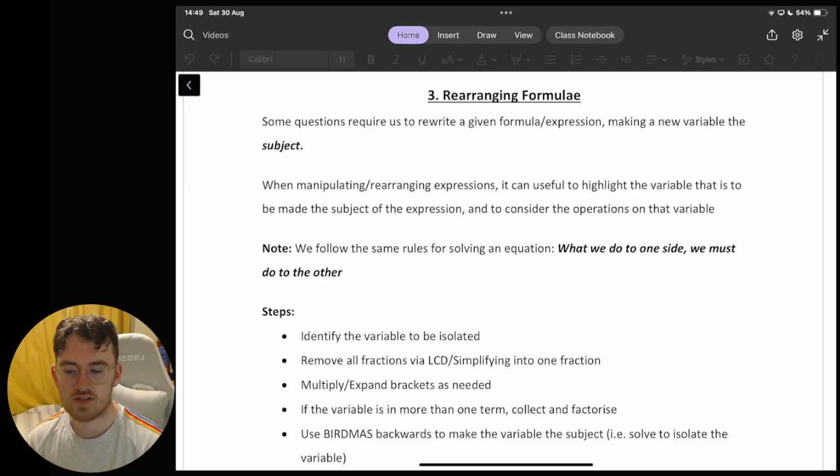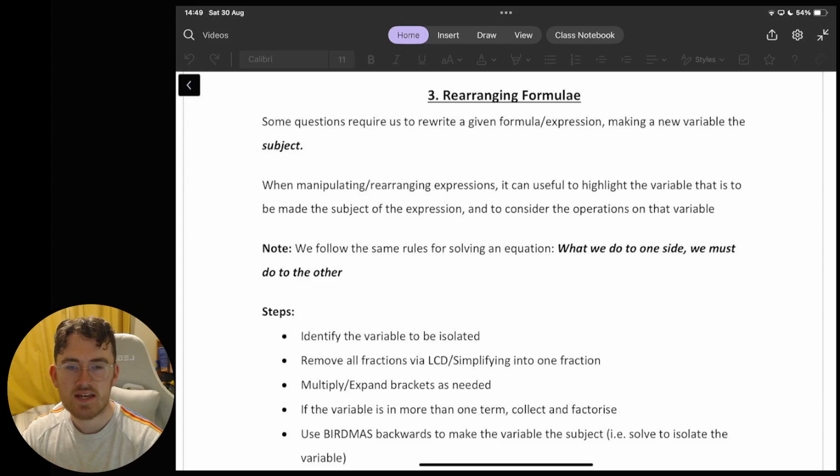When we're trying to do that, the first thing I would always do is nearly underline or highlight that variable that you're trying to isolate, that you're trying to get on its own. The two key things we need to follow here, one I've written there, is what we do to one side we have to do to the other.